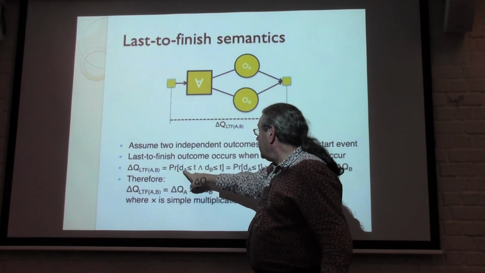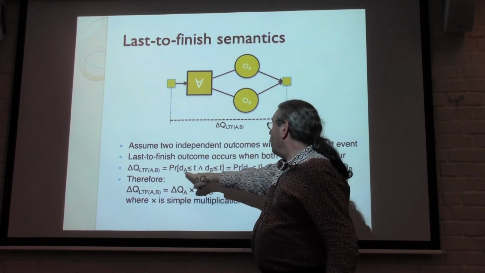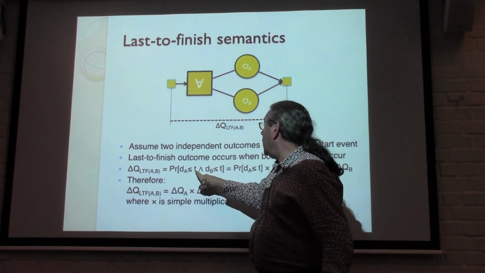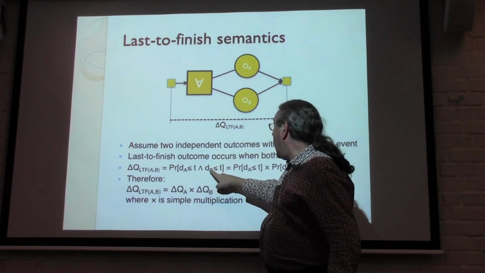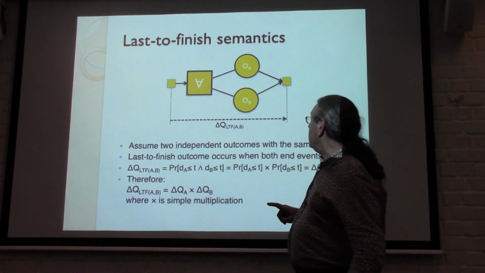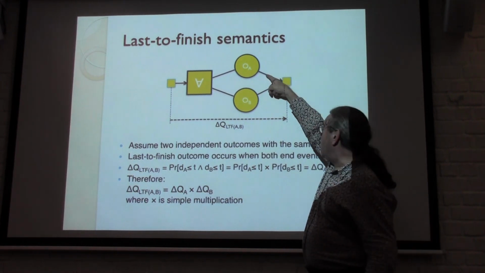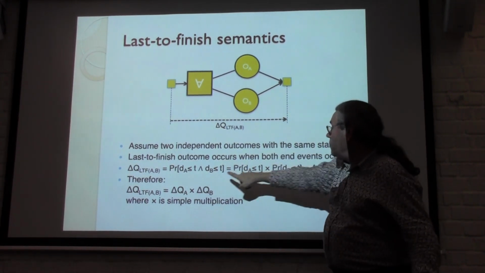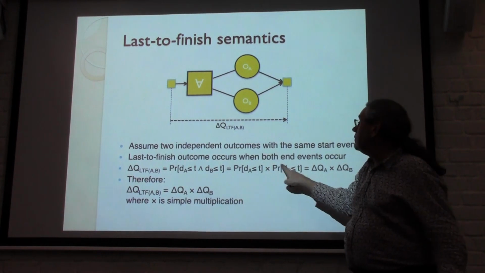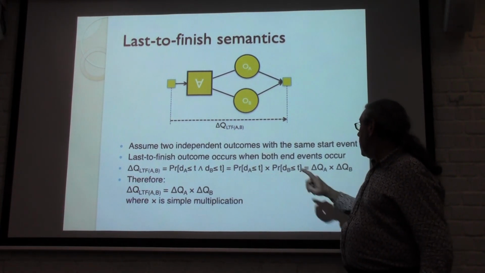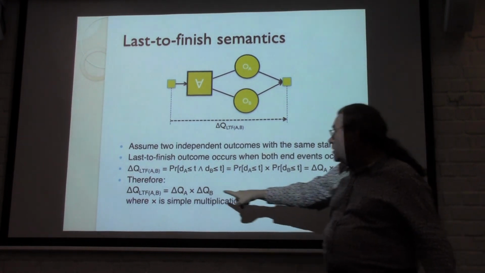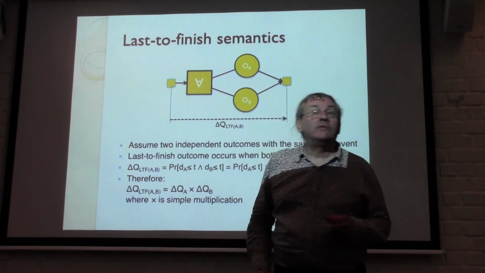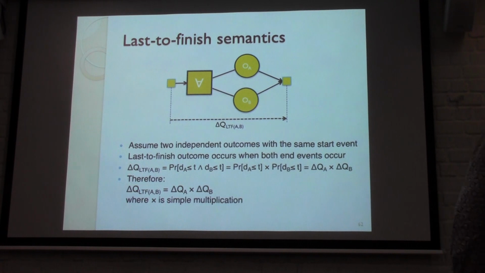Well, it's the probability that, for a time t, it's a function of t, that the delay of A is less than t and the delay of B is less than t. If these two are independent, then this probability is the product. Okay, it assumes they're independent. And these two are the two delta Q's. So basically, you have to do the product of the delta Q's. Okay? And that gives you the last to finish.